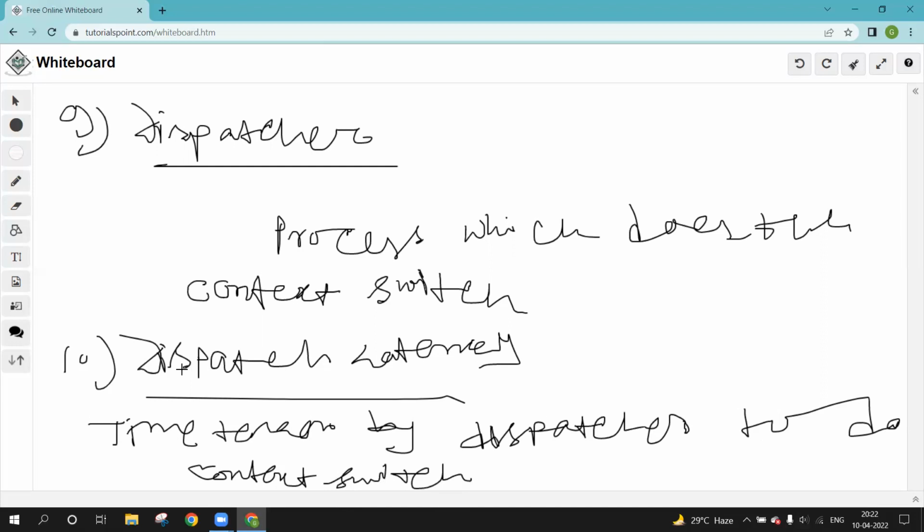So this is all for today. In the next session, we will discuss some other algorithms for CPU scheduling and different types of schedulers.